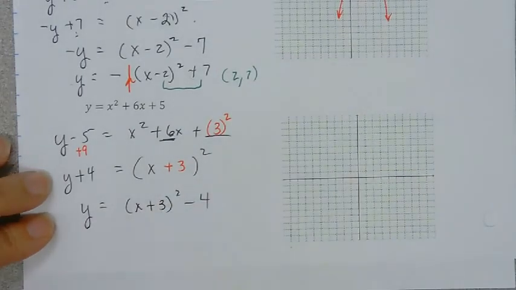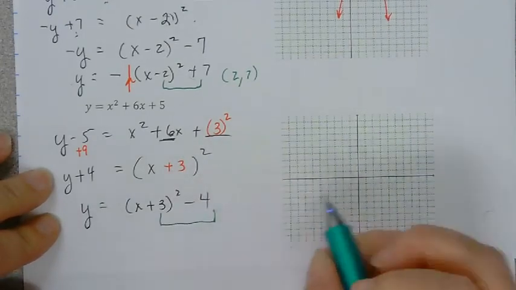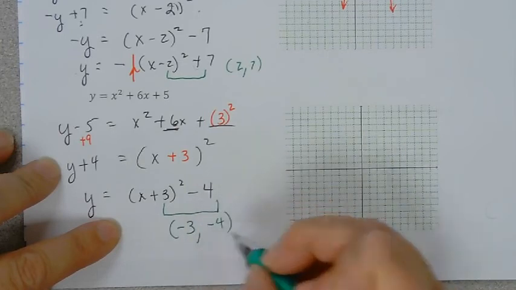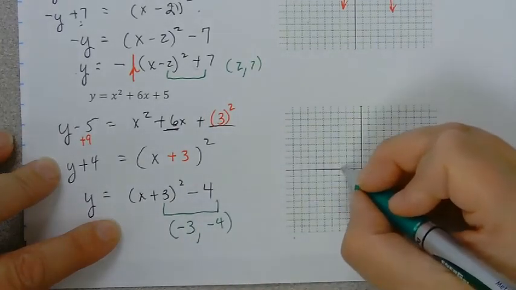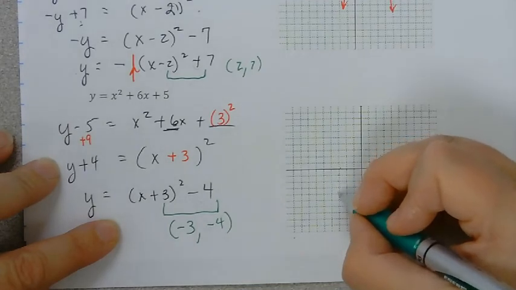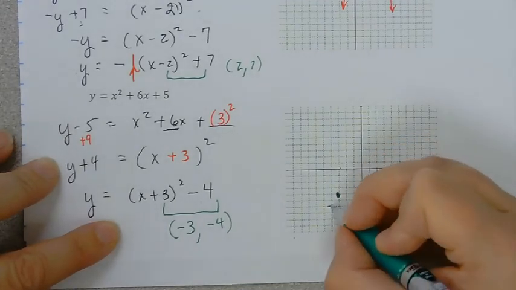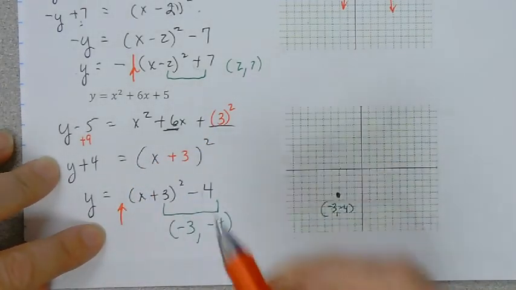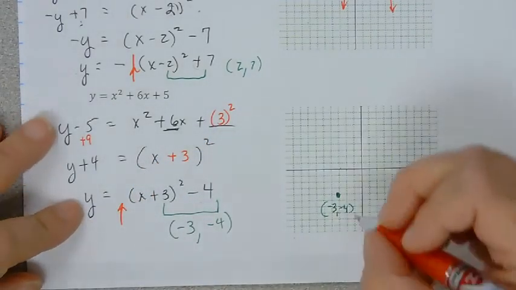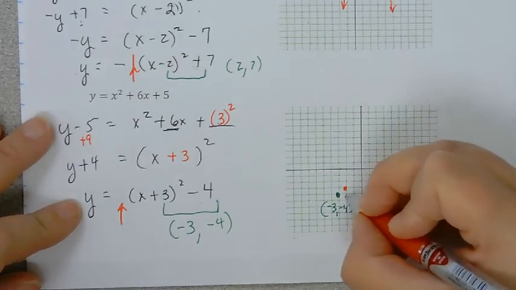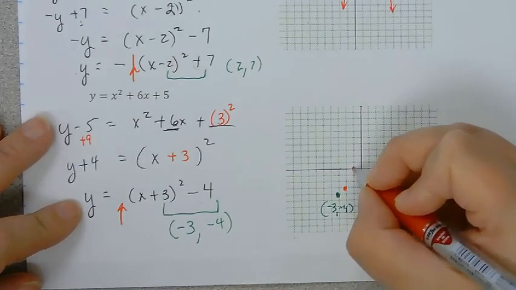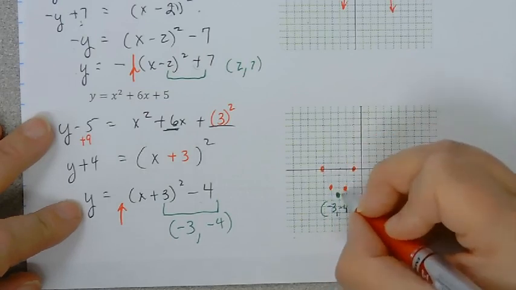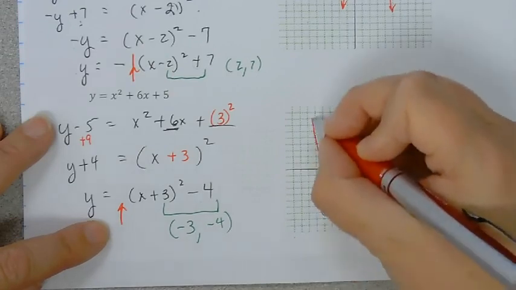And now I'm ready to graph. My vertex is the opposite of this number and the same sign as this one. So it's going to be at negative 3, negative 4. And in this spot right here, there's no number, so that means it's a positive 1. So I'm going to go over 1, up 1, over 2, up 4, over 1, up 1, over 2, up 4. So it looks something like that.